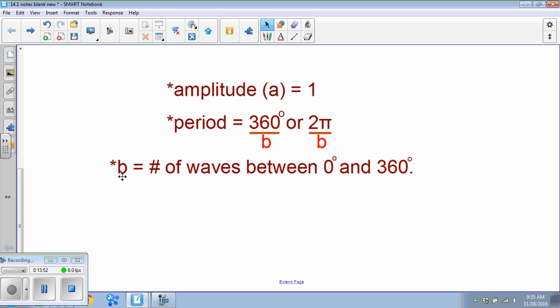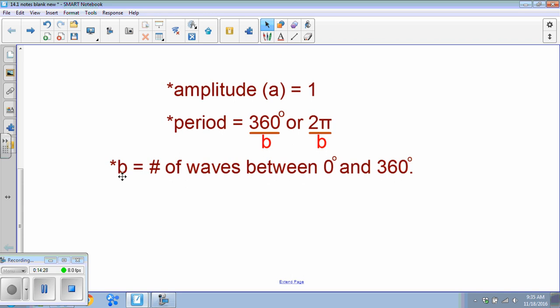But if it's less than 1, say this was 1/2 times x, then it pulled it horizontally. It stretched it out horizontally. So I'm not going to have a whole complete wave between 0 and 360. So if I have to graph a complete wave, let's say it was 1/2 times x, then it would be 360 divided by 1/2, which is 720. So you have to go all the way to 720 degrees before you get 1 wave, because it pulled it like this. Does that make sense?